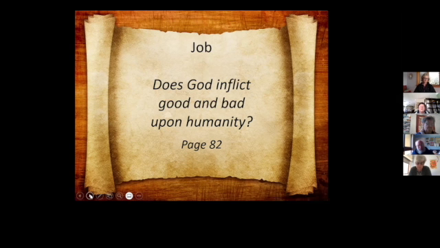So you're saying that he's a God that's a hands-off kind of God. Yeah. So that's why he can't do either. Do other people have a point of view about that? Does God inflict good and or bad upon humanity?